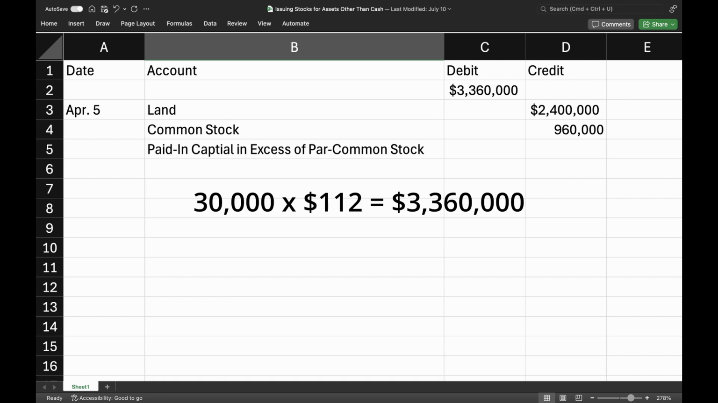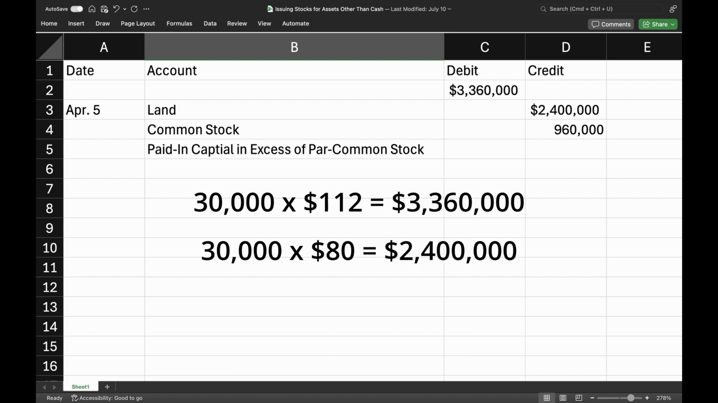The next account is the common stock account, and it is being credited as it is an equity account that is increasing. To find the balance of the common stock account, you must multiply the total number of shares by the par value per share. So in this case, you would multiply 30,000 shares by $80, which comes out to $2,400,000 for the credit balance of the common stock account.